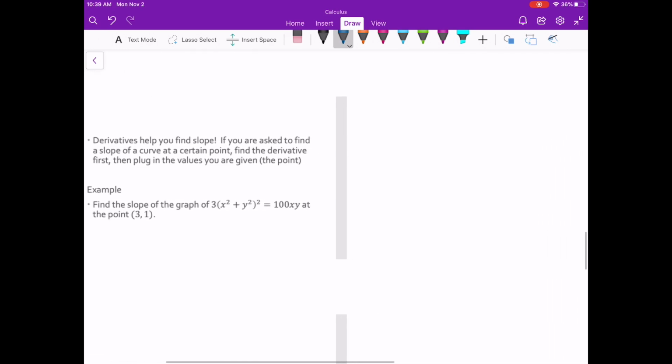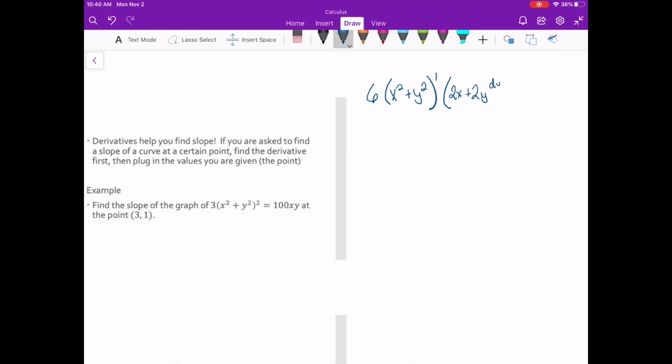So slope, I automatically want to think derivative. So what we're going to do is take the derivative, so bring down the 2 and multiply. So 3 times 2 is 6. And then x squared plus y squared. That 2 becomes a 1. Chain rule, multiply by the derivative of the inside. So the derivative of x squared is 2x. The derivative of y squared is 2y dy dx.